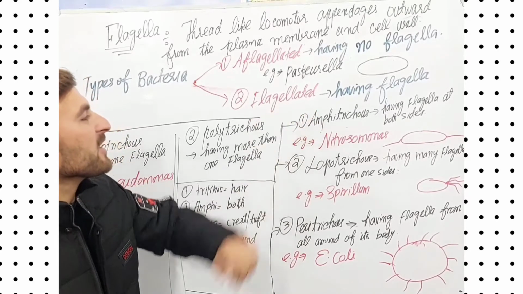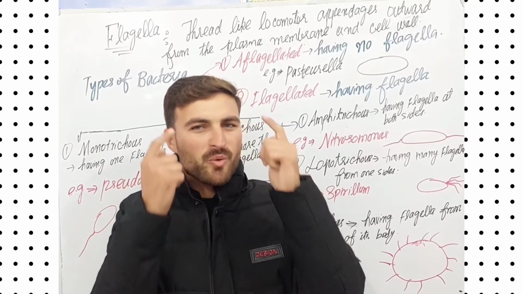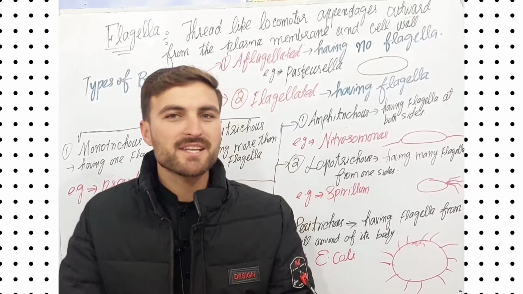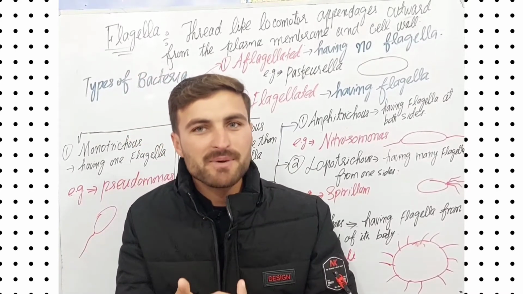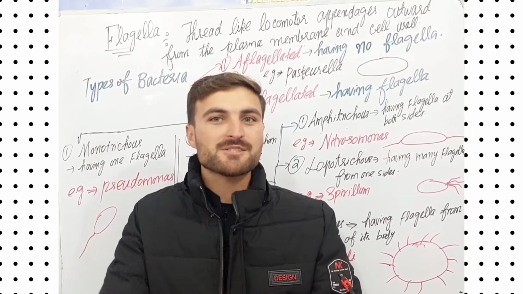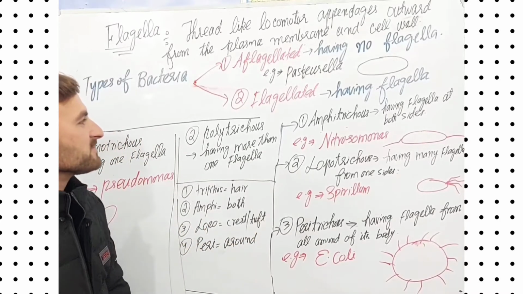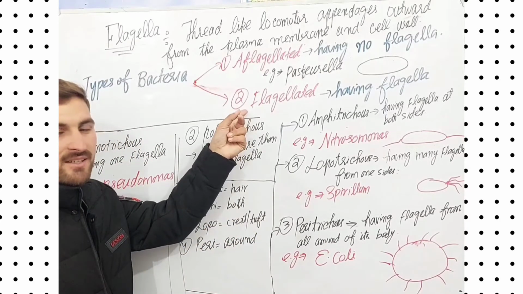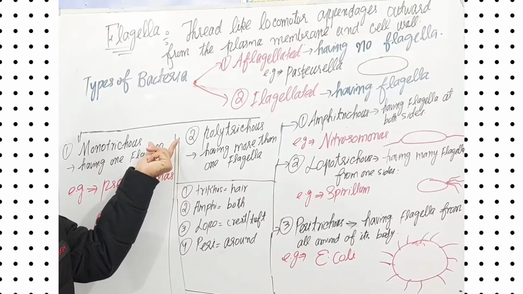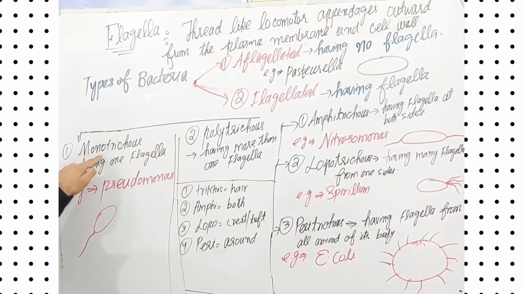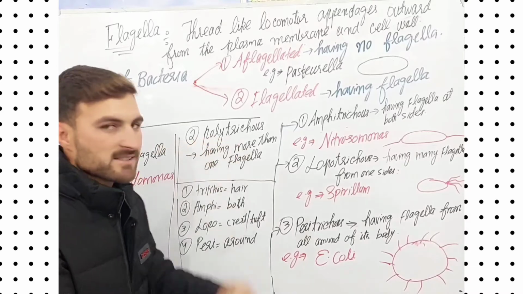Now, as I have already said, if the bacteria have flagella, then the question comes to mind, how many flagella will be there in a bacterium? So on the basis of this number, we will have further classification, which we have already written on this board. So on the basis of this, we have two basic types of bacteria. One is known as Monotricus and the second one is known as Polytricus.